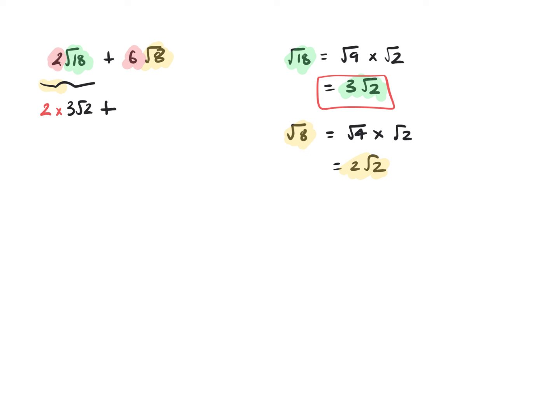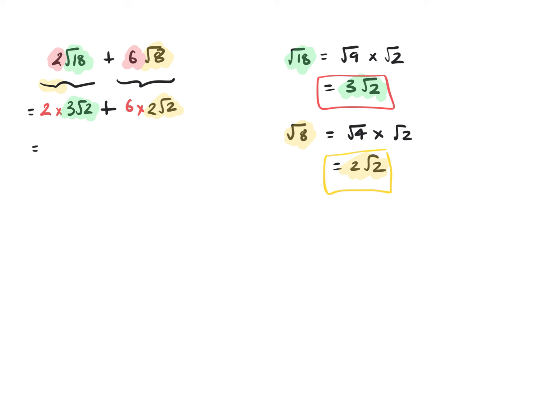And I've got 6 lots of, so over here, and instead of root 8, I'm going to write down 2 root 2. So hopefully with the colour matching, you can see which bits match up. Root 18 is the same as 3 root 2, root 8 is the same as 2 root 2.